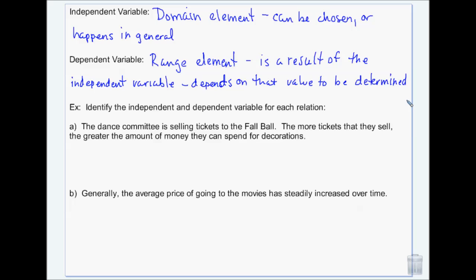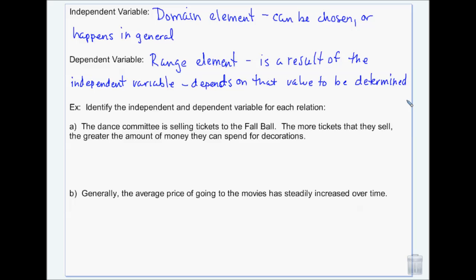For example, time. Time passes. Time is an independent variable. We can't choose to not have time pass. I can't just say, well, I've decided that I'm going to stop aging now and time is no longer going to pass for me. It doesn't happen that way. So independent variables are either chosen or sometimes they just happen, like the passage of time.